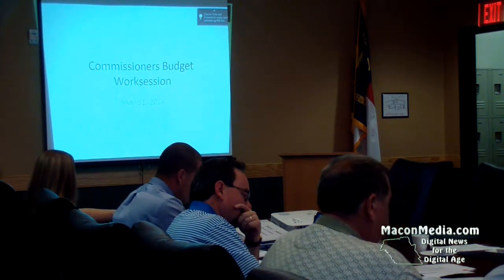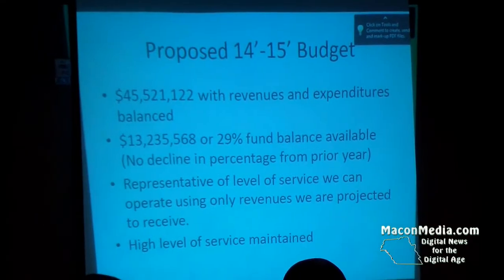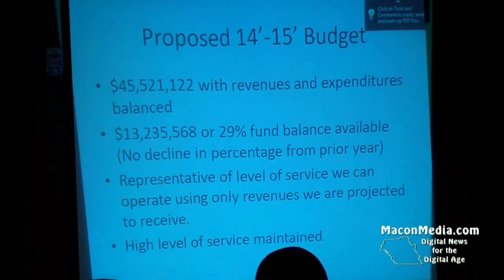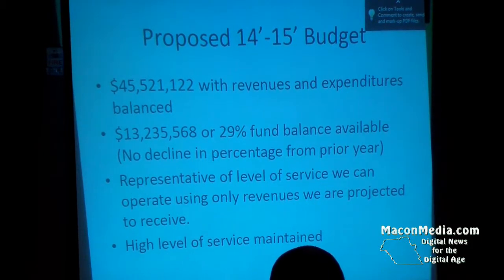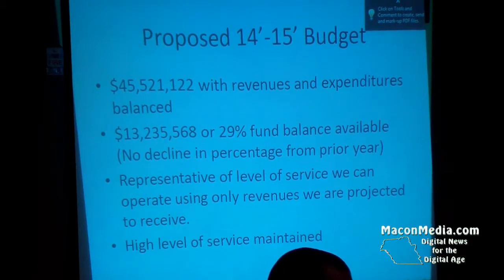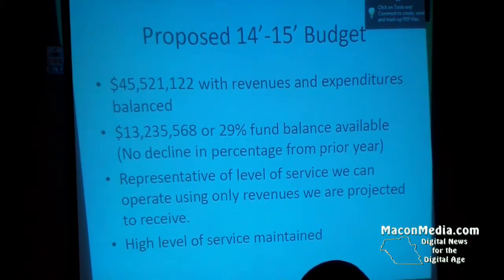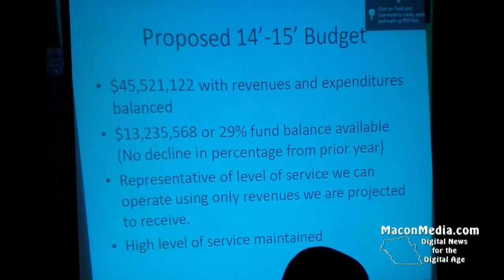So, taking all that into consideration, we have formulated a budget. The proposed budget for fiscal year 14-15 is $45,521,122. Revenue and expenditures are balanced. We have stabilized our fund balance available for appropriation at 29%. That is the same amount as FY 13-14. This budget is representative of a level of service that we can provide based solely on the revenues that we receive. We're not appropriating any money out of fund balance towards operating expenses. We maintain a high level of service. The only amount that has been appropriated out of fund balance in this budget is the Parker Meadows project, and the amount in fiscal year 14-15 that the board had voted to appropriate from fund balance.